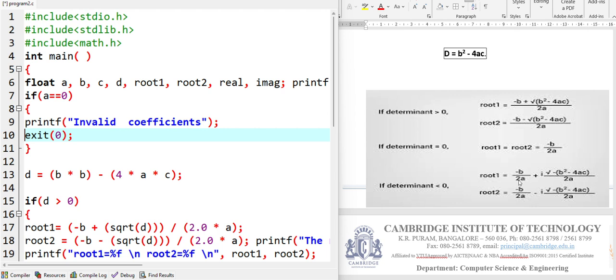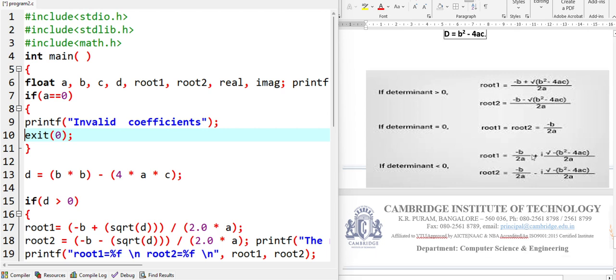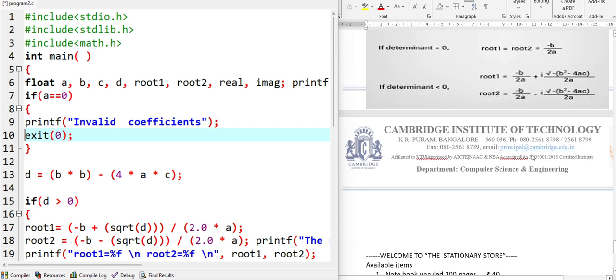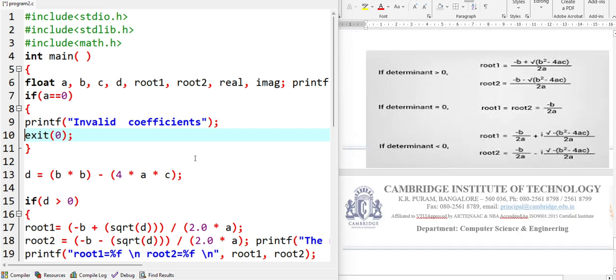So how to find out these roots? Root 1 = -b / 2a + i × √(b² - 4ac) / 2a, root 2 = -b / 2a - i × √(b² - 4ac) / 2a. Here no minus will be there inside the square root, because that minus 1 when it comes out of the square root becomes i. Okay, so this is the logic we have to implement in our program.